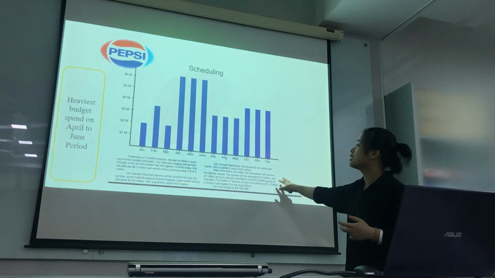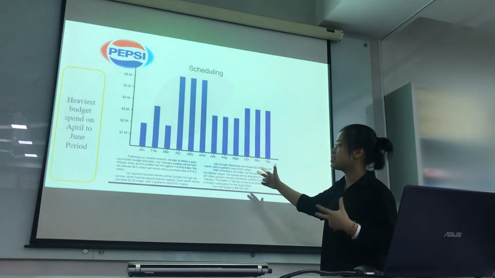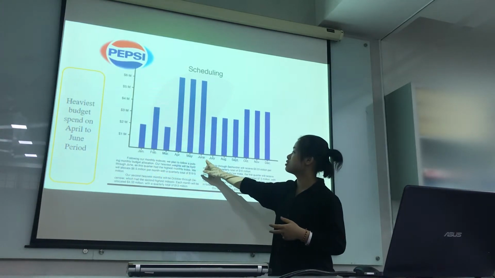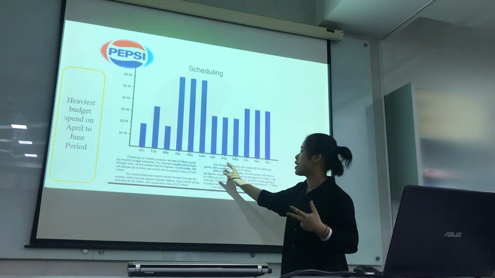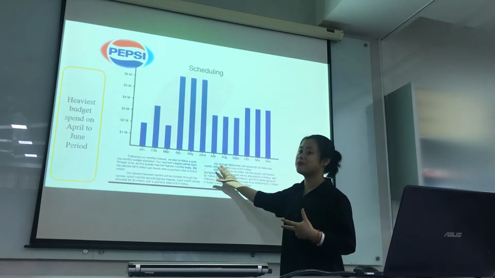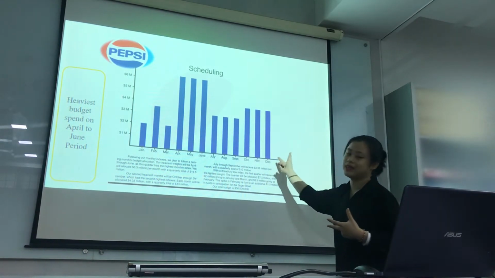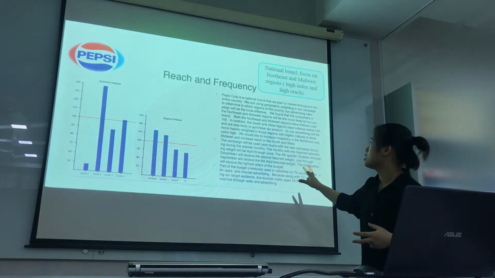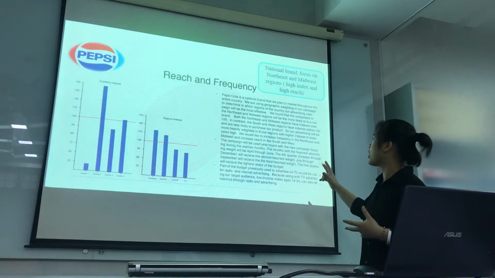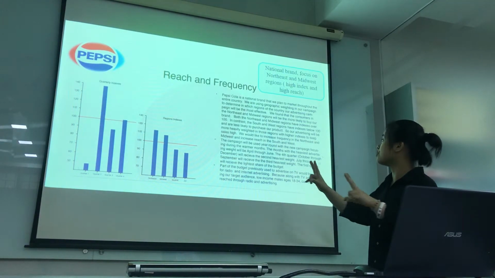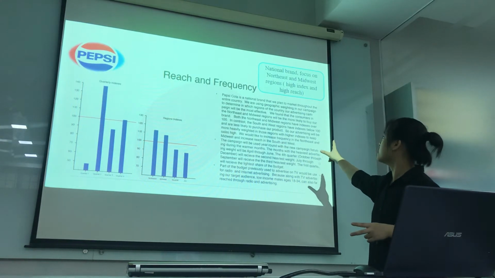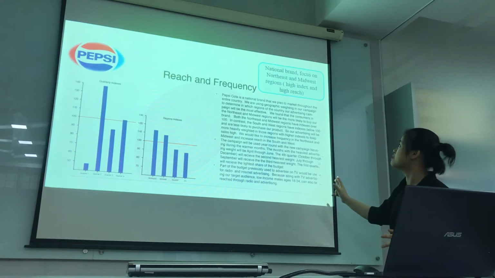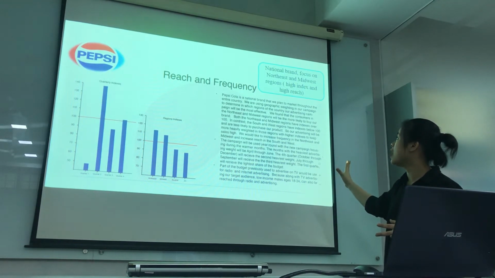About scheduling, Pepsi invests heavier budgets in April to June. I think here Pepsi applies the flighting method in scheduling their advertising. For reach and frequency, because Pepsi is a national brand, they plan to cover the entire country. However, they focus on the Northeast and Midwest regions because they have a high index and high reach.